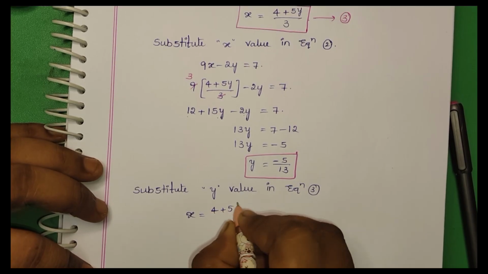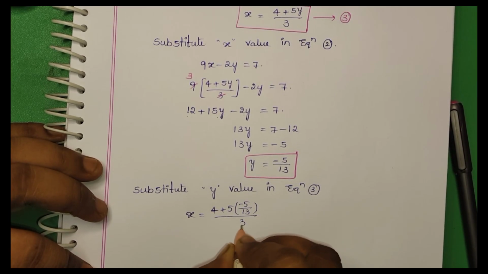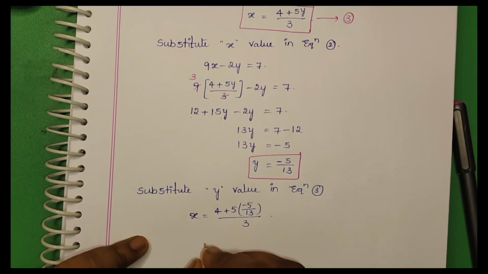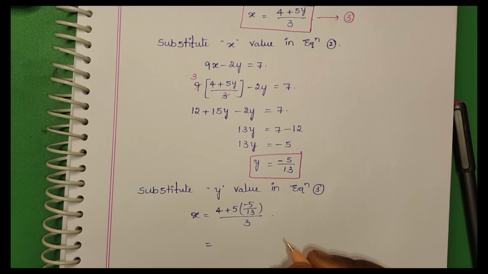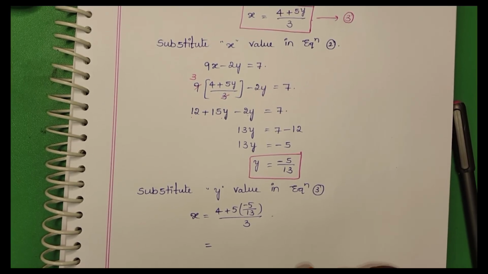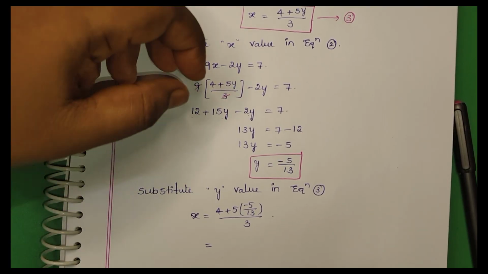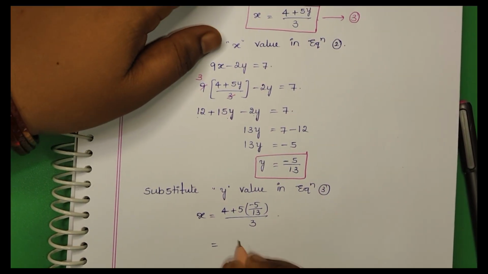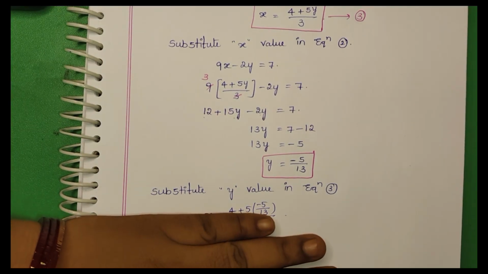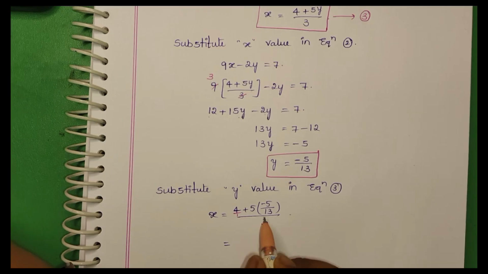So we have 4 plus 5 into minus 5 by 13, all divided by 3. Here in the numerator also we have a fraction term, so first we have to simplify the numerator. The denominator of 4 is 1, so 4 by 1, and the LCM of 1 and 13 is 13. Again cross multiplication, like butterfly wings.